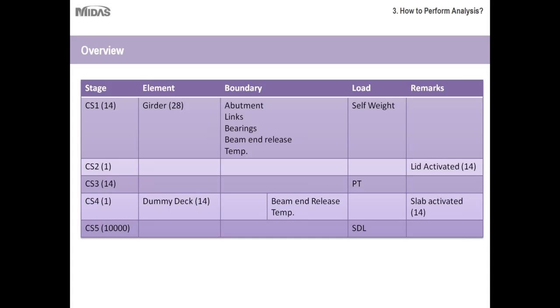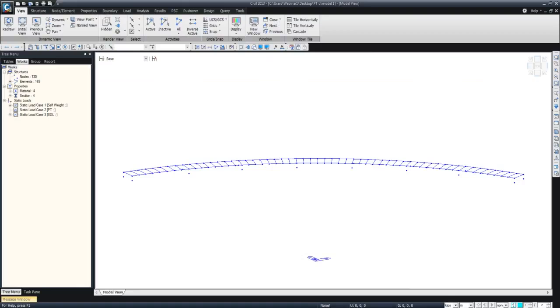And then the final stage is that where we'll be applying the superimposed dead loads on the structure and see the permanent condition of the bridge. So for this stage, we'll be monitoring the structure for over 10,000 days. Alright, so let's take a look at the modeling process.